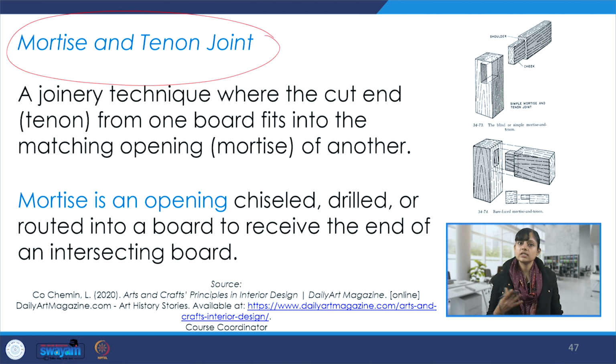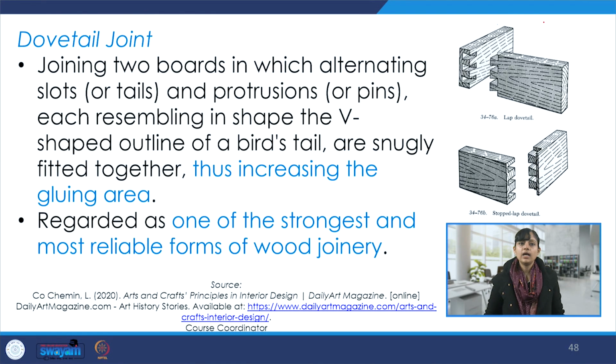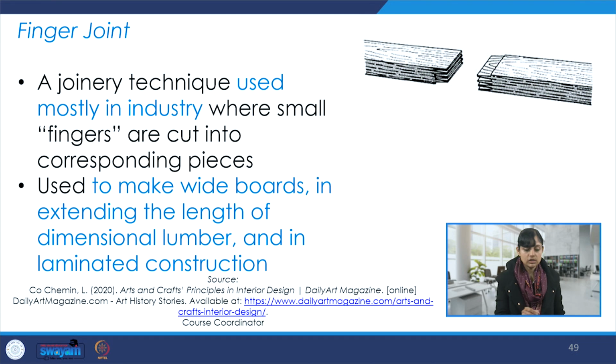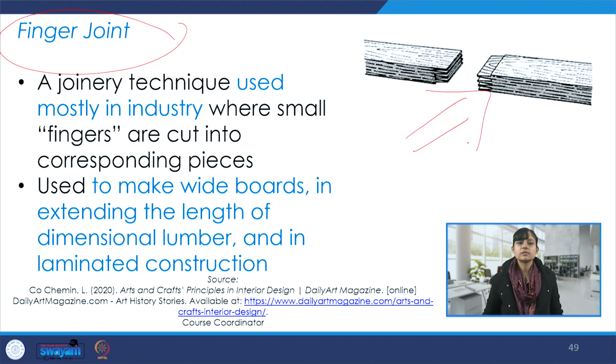So, mortise and tenon joint is what we started discussing with. And we also saw this beautiful joint, which is the dovetail joint, and what kind of applications it offers. And it's one of the strongest actually in terms of wood joineries that we have. We saw the finger joint, quite used in the industry, and what is its purpose.